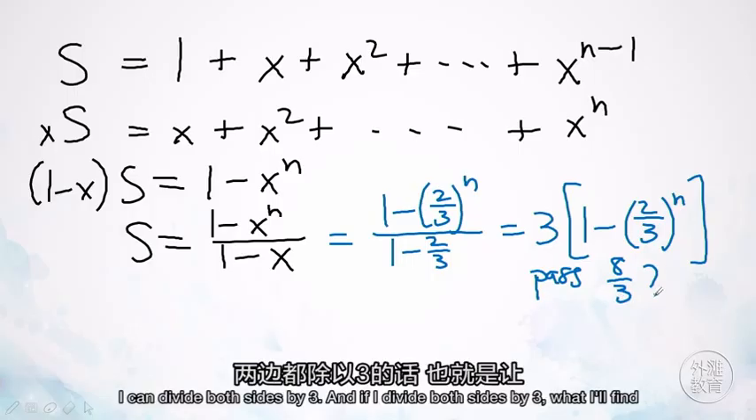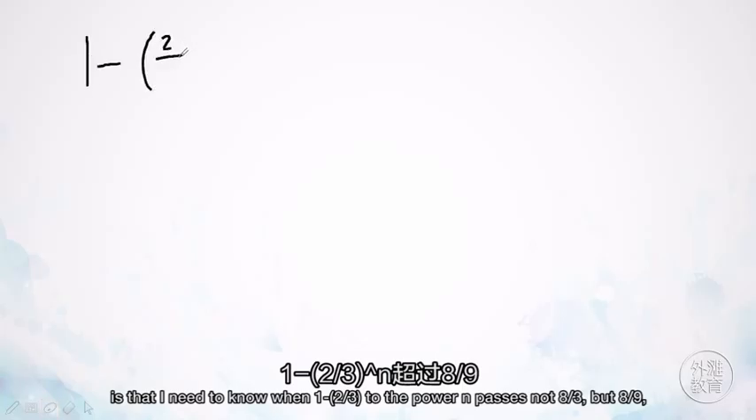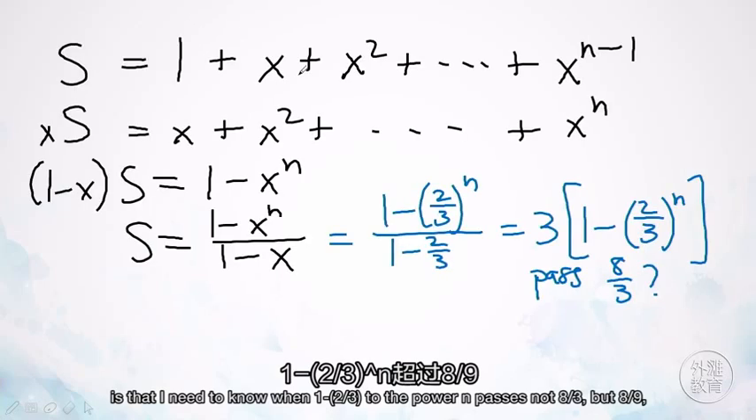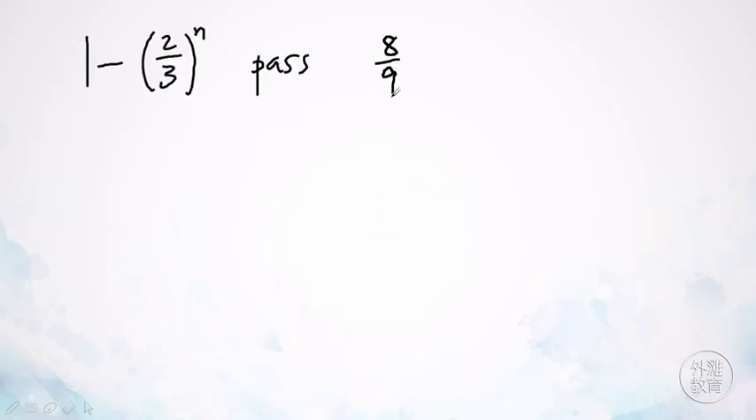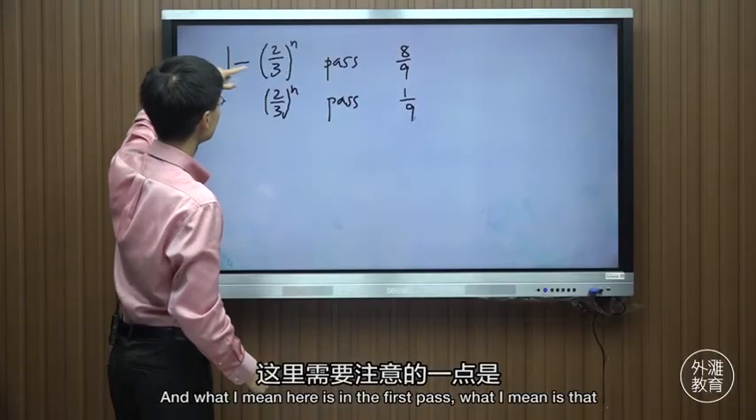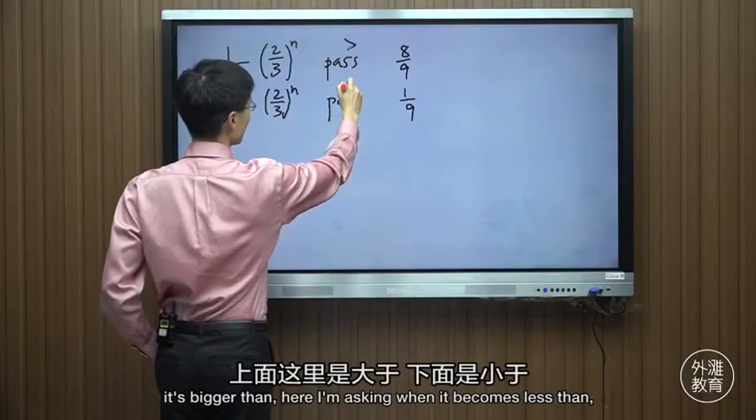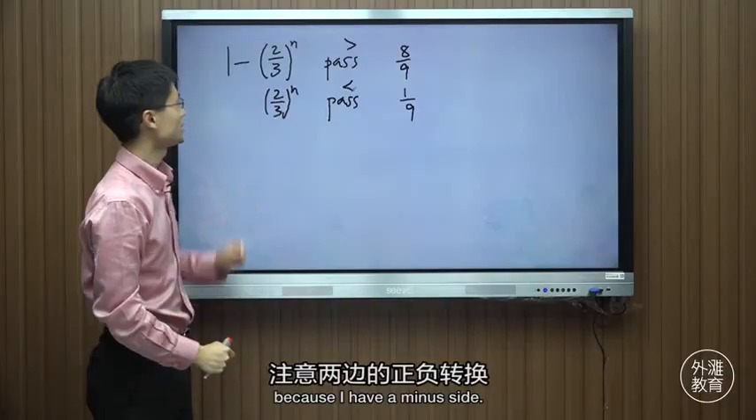I can now start to compare them. I can divide both sides by 3. And if I divide both sides by 3, what I'll find is I need to know when 1 minus 2/3 to the power n passes not 8/3, but 8/9, which is also when 2/3 to the power n passes 1/9. And what I mean here is, in this first pass, it's bigger than. Here, I'm asking when it becomes less than, because I have a minus sign.